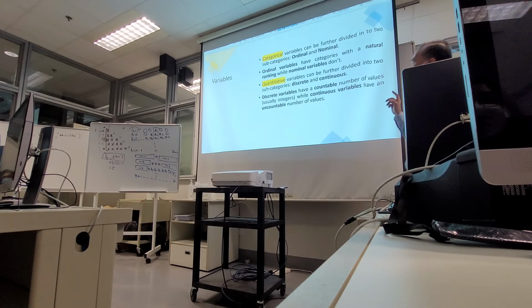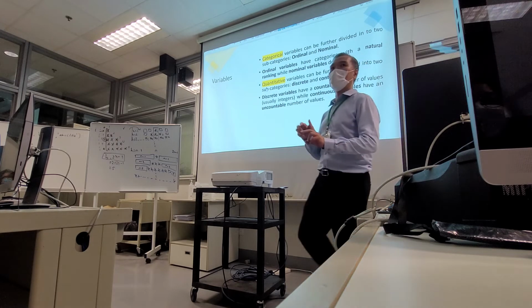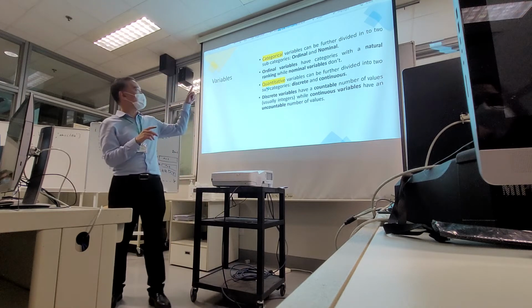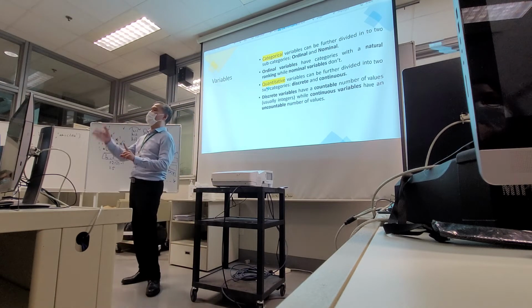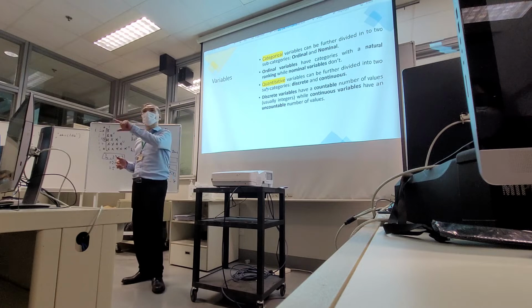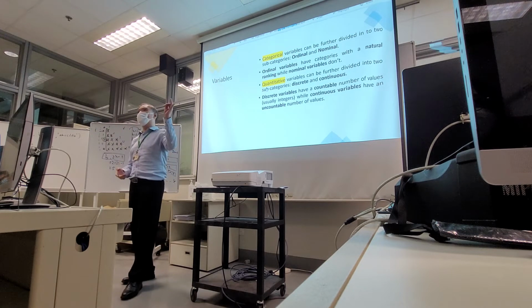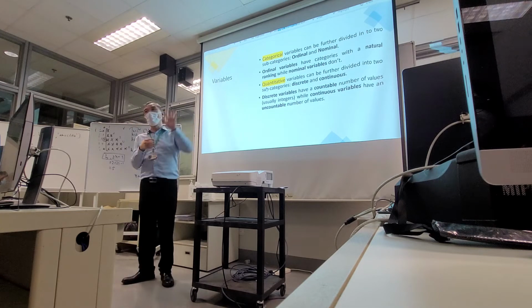When you talk about categorical, you have two types. One is called ordinal, and one is called nominal. Ordinal means it has order. For example, first, second, third, fourth, fifth: do we have an order? Yes. First will come before the second, and second comes before the third, before the fourth. So this is called ordinal.